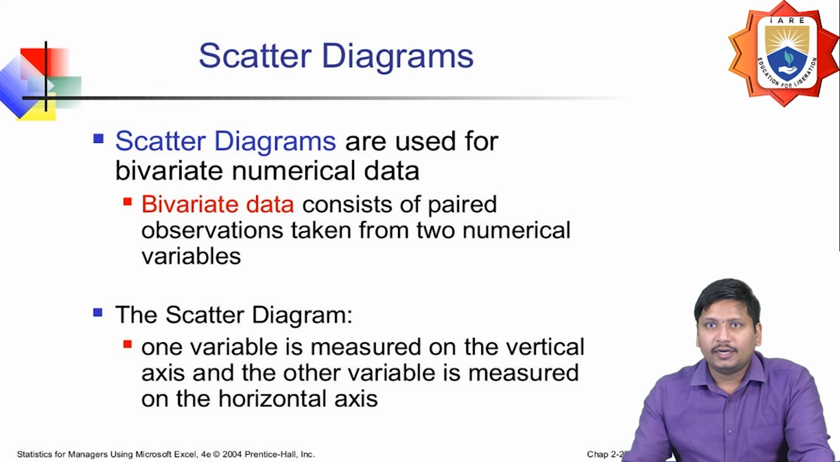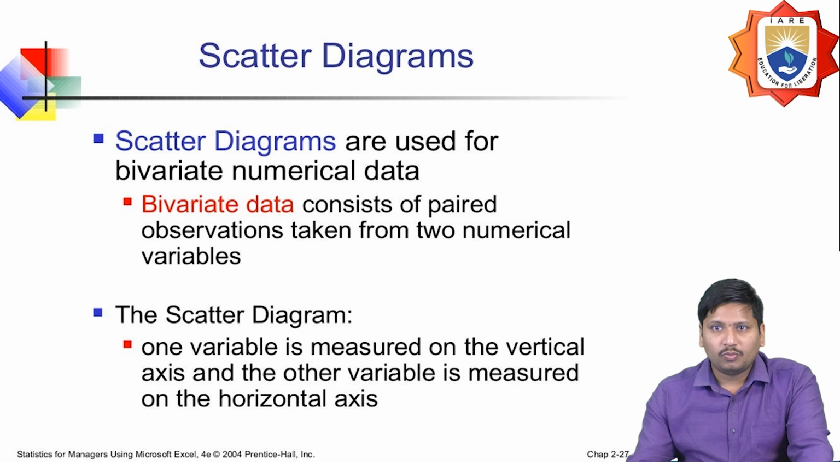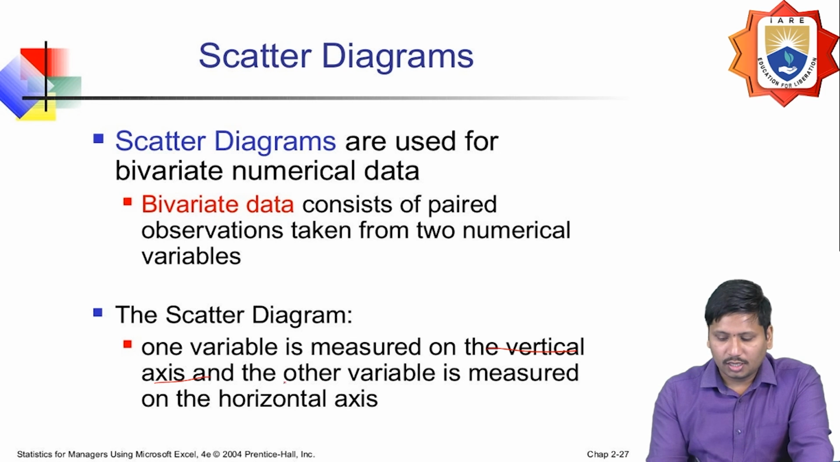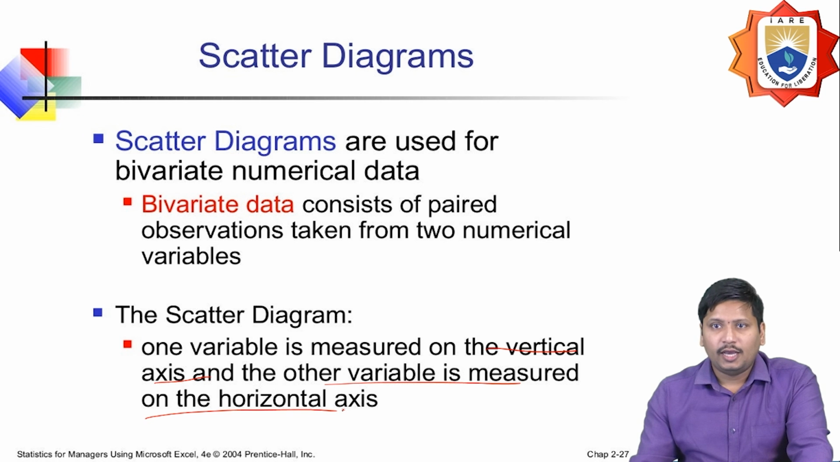And next is the scatter diagram. A scatter diagram is useful for bivariate numerical data. Bivariate data consists of paired observations taken from two variables. The scatter diagram is used for bivariate data only. One variable is measured on the vertical axis and the other variable is measured on the horizontal axis.